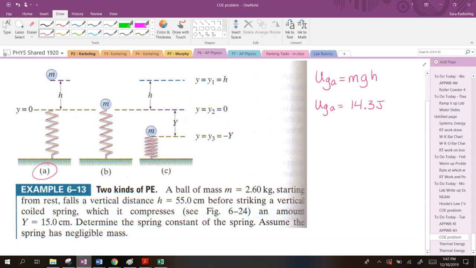Yeah? So 1/2 kx squared is going to be equal to that gravitational. Okay, say that again. 1/2 ky squared is going to be equal to that. 1/2 ky squared equals what? The gravitational potential energy. Why? Because once the spring's been fully compressed, then all the potential energy has been converted into spring.